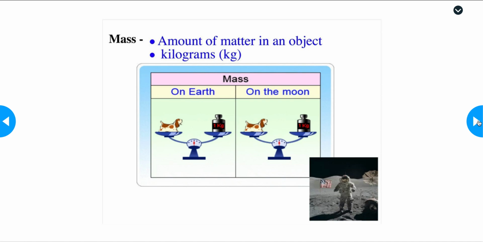No matter where you are in the universe, you are going to have the same amount of atoms in an object. Just moving it from place to place does not change the number of atoms, and therefore it doesn't change the amount of matter, and therefore it does not change the amount of mass.